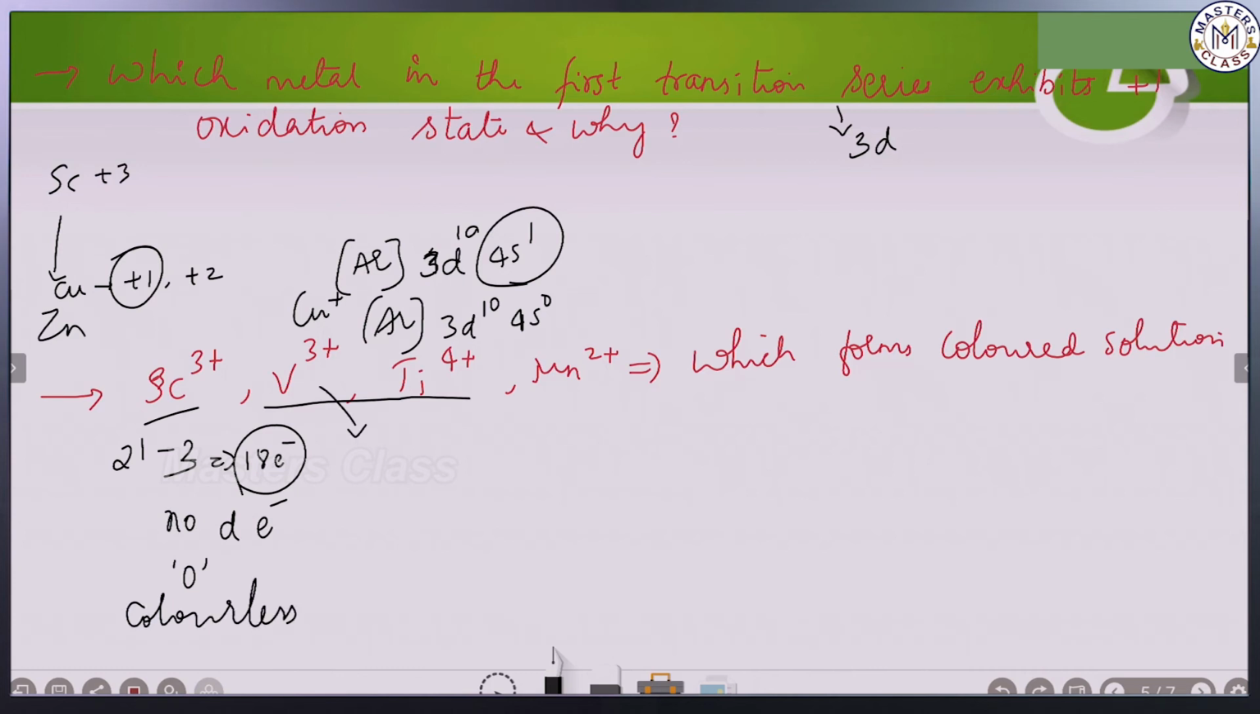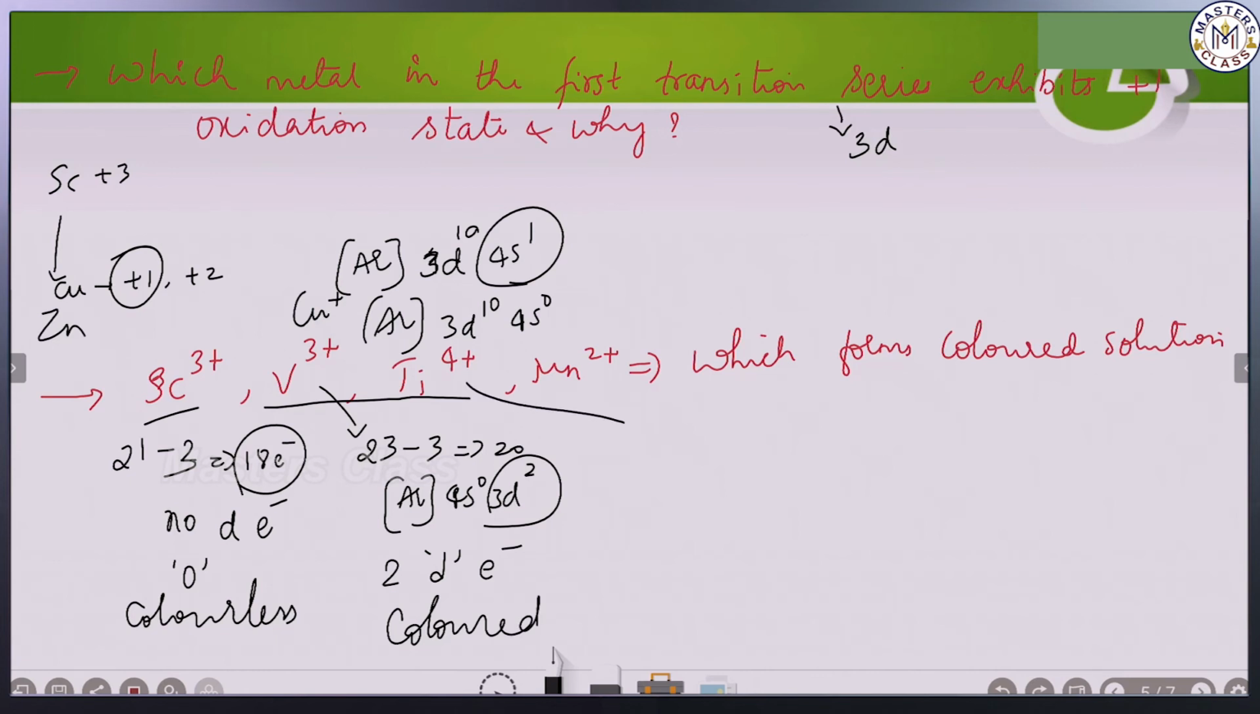Taking vanadium 3+, vanadium is 23. So from 23 we are removing 3 electrons, meaning 20 electrons will be there. So that will have 4s0, and 3d had 3 electrons, of which 1 electron is removed, still 2 electrons are there, so 2 d electrons, that means it is colored.